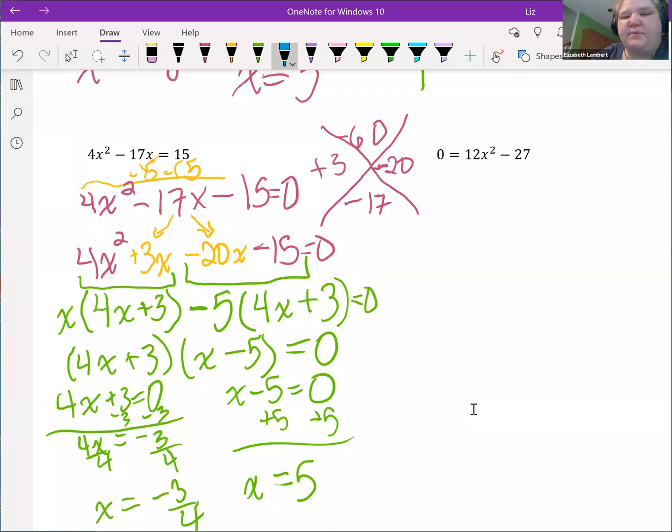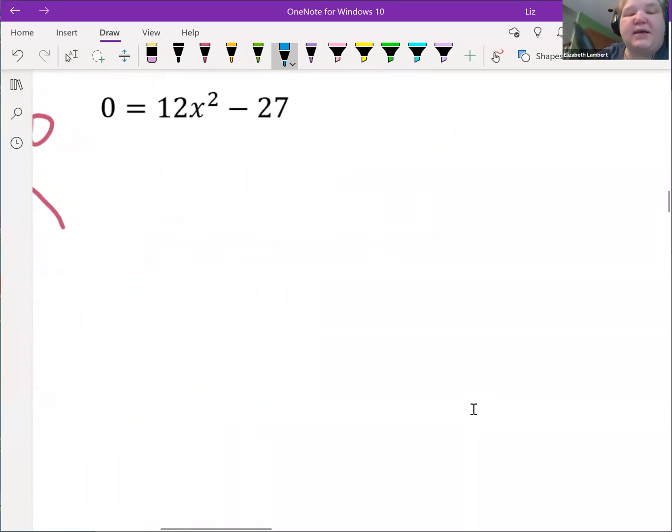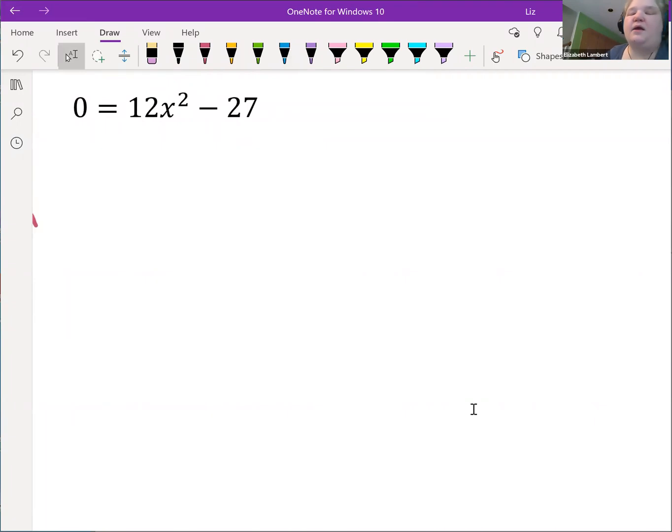So this will highlight some more interesting things that can happen. All right, so 12x squared minus 27, and it is equal to 0. It doesn't have to be at the end. It's fine if it's at the start. If you don't like seeing it at the start, you can rewrite it so it's at the end.